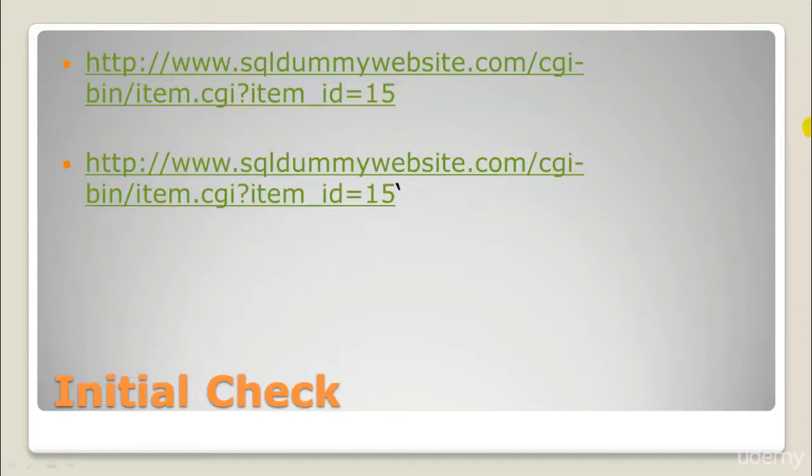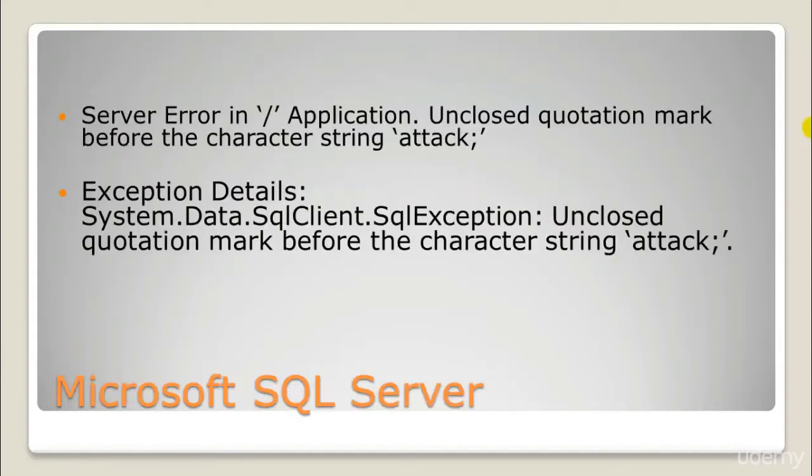Let's say you have searched for a website using inurl colon item underscore ID equals, and one of the search results shows a website like http colon SQL dummywebsite.com/cgi/bin/item.cgi or something like that. You need to add a single quotation mark at the end of the URL, just to ensure it is a single quotation mark and not a double one. So now your URL will become something like sqldummywebsite.com/cgi/bin/item.cgi?item=15 apostrophe.